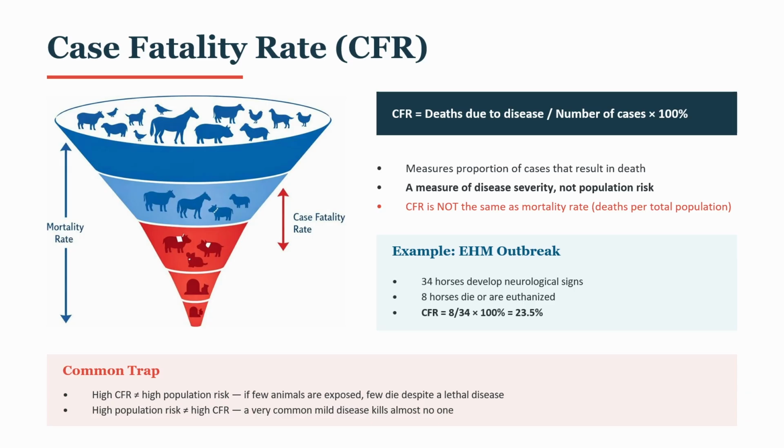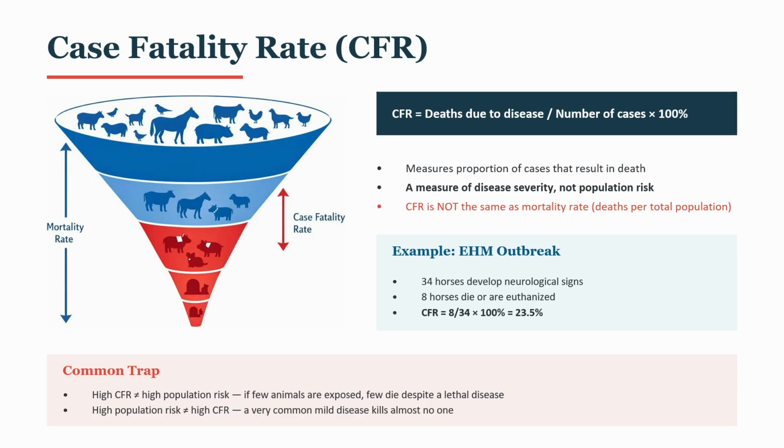But notice what the CFR does not tell you. It says nothing about how many of the hundreds of horses at that facility were exposed and never developed neurological signs. The population risk of dying from EHM at this facility might be much lower than 23.5% because many horses were exposed and remain subclinical.